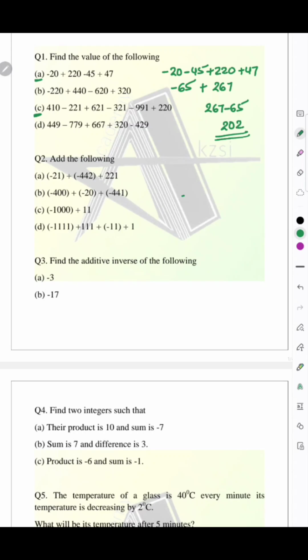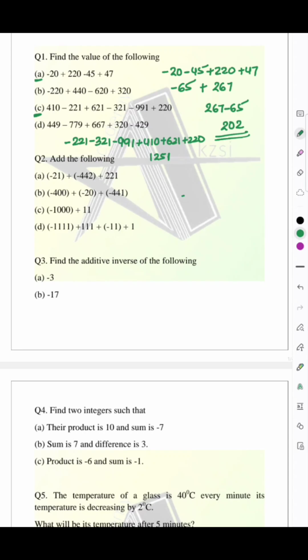For part B also I'm doing the same thing, that means grouping all negative numbers together and all positive numbers together. So grouping negative numbers: negative 221, negative 321, negative 991, and positive numbers, which are 410, 621 and 220. Also see that there are 6 numbers and I have written all the 6 numbers. Let me add all the positive numbers together, and that will give me 1251. And let me add all the negative numbers together.